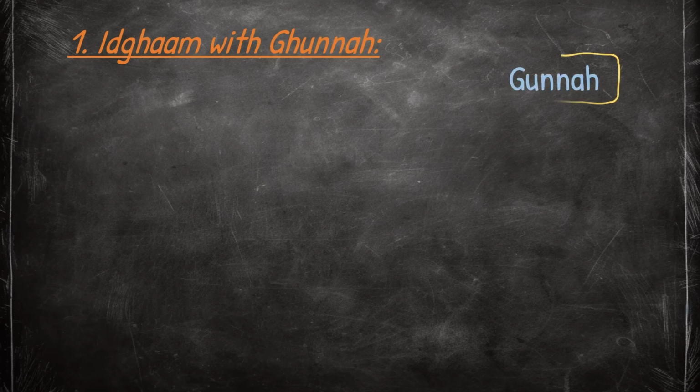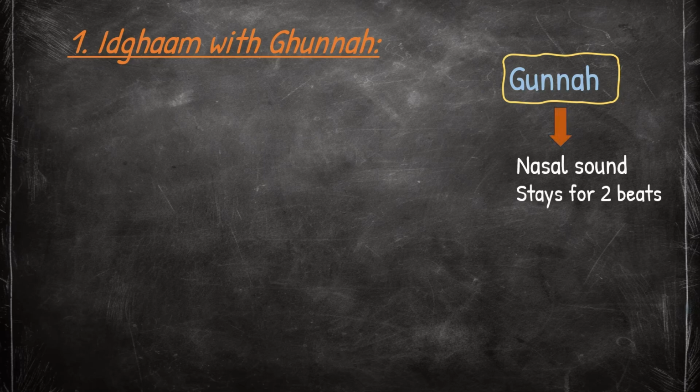Ghunna is basically a nasal sound that is generated and it stays for, we can say, 2 beats time. It's not the most precise thing to say, but for simplicity we can say that the time of the ghunna is 2 beats, holding the nasal sound for 2 beats. And actually this time of the ghunna becomes more or less depending on the speed of the recitation.